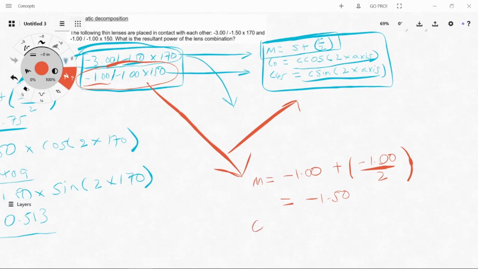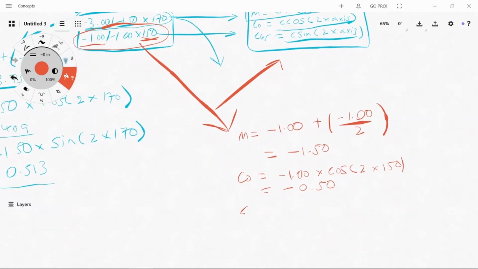Now we can work out C0. Same procedure again. This time the cylinder is -1 in the prescription, times cos 2 times, and now the axis is 150. Popping that into the calculator, -1 times cos 2 times 150 gives -0.50. And now working out C45, using the formula just here, we get -1 times sine 2 times 150, which then equals, popping that into the calculator again, -0.866.